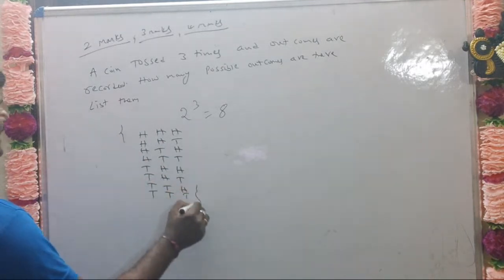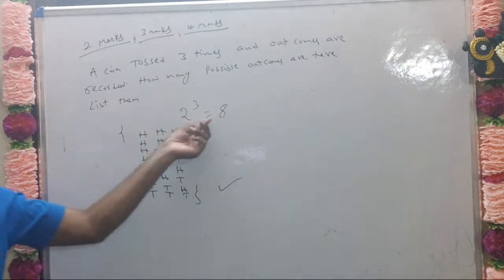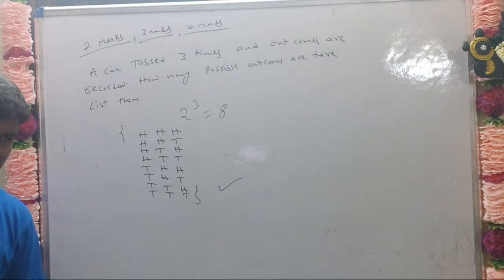Total outcomes are 8. So this is a 2 mark question, dear students. For finding 2 cube equals 8, 1 mark. For writing all the outcomes, 1 mark. Total 2 marks.